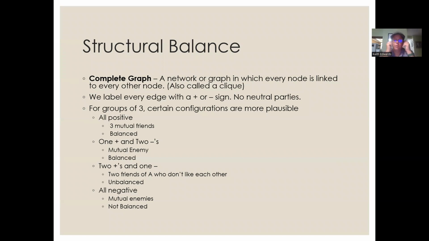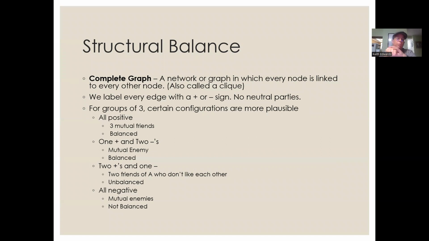For groups of three, certain configurations are more plausible. All positive, three mutual friends, that's balance. That's an entirely natural thing to have happen. One positive and two negatives, that means that there's a mutual enemy. Again, that's balanced. There's nothing that needs to go on. The mutual enemy will probably always be a mutual enemy, so it's a balanced situation.